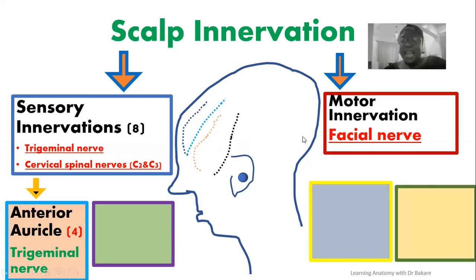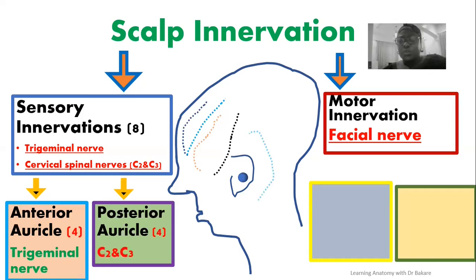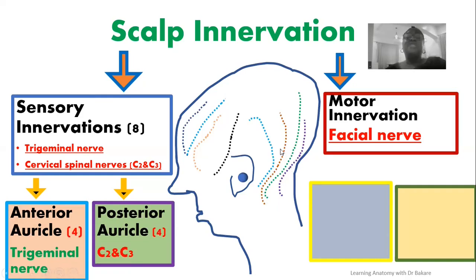So going behind, at the posterior region of the auricle, we also have 4 branches from the 8 branches that we initially highlighted for the sensory innervation of the scalp. And this is supplied by branches from the cervical spinal nerves, which include C2 and C3. So you see these branches also at the posterior region of the auricle. We have 4 of these branches emerging from the cervical spinal nerves, also giving sensory innervation to the region of the scalp that is located behind the auricle.